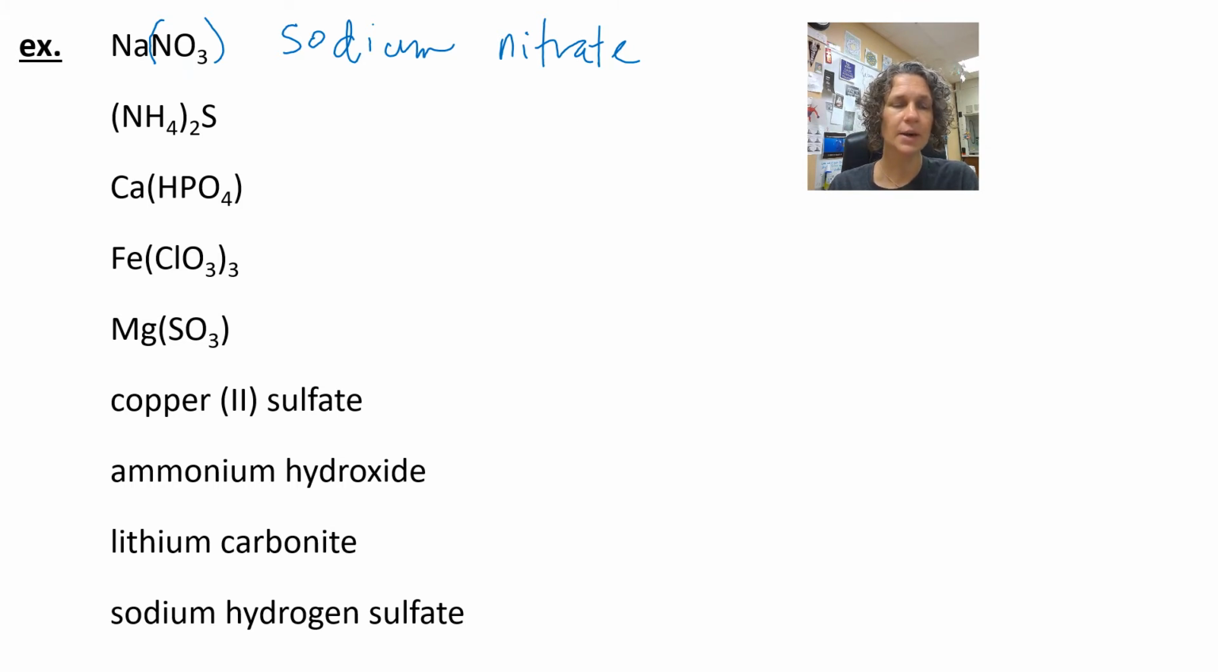All right, the next one, (NH4)2S. NH4 is already in parentheses, so that's what tells you it's a polyatomic, and it is ammonium. And then this is the one little glitch to the "you don't have to change anything" statement that I just made. S is sulfur, but you still want to change it to the -ide ending like we've been doing with the previous compounds. So it is ammonium sulfide.